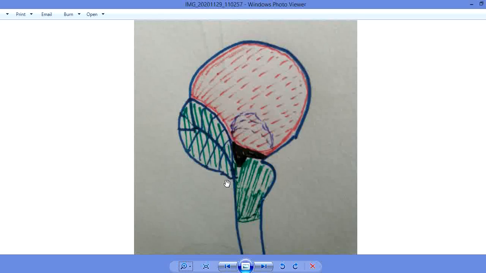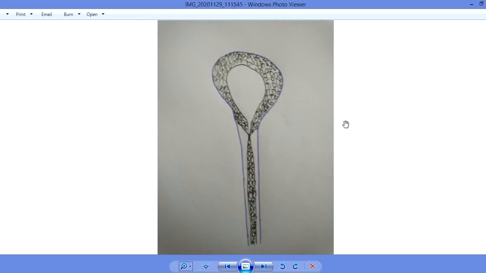Now you can see over here that from the medulla oblongata up, this area is called the brain stem. The brain stem consists of medulla oblongata, pons, and midbrain. The combination of midbrain, pons, and medulla oblongata is known as the brain stem. This was about the three main parts of the brain.